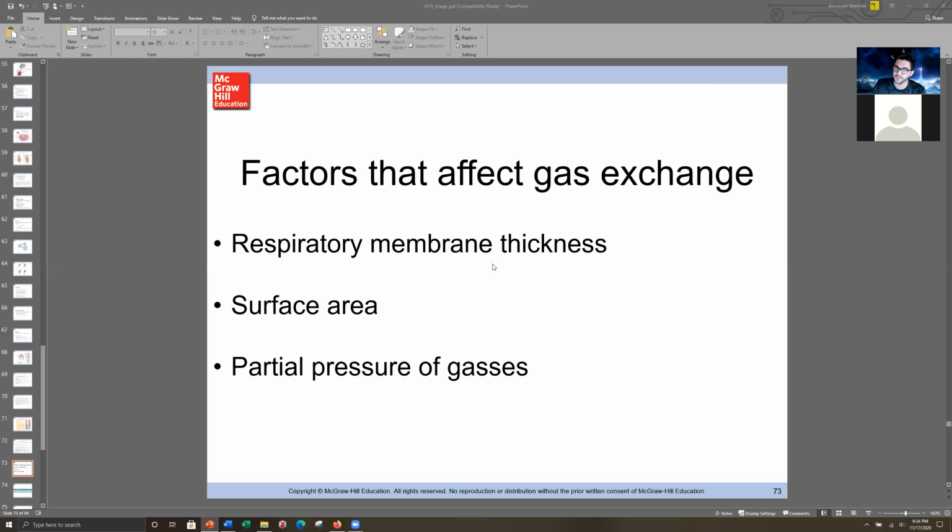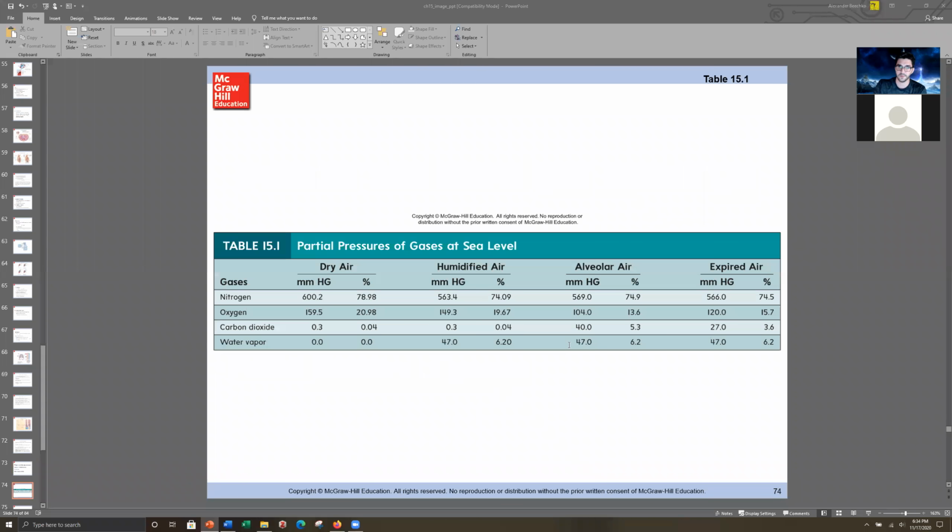Okay, so what are some things that can affect our ability to exchange gas with our environment? How thick that respiratory membrane is is a good one. The surface area that we're trying to exchange gas with. Generally, the more surface area we have, the easier it's going to be to exchange gas. The smaller the surface area, the more difficult it's going to be. And also the partial pressure of the gases. How much pressure is available to facilitate this concentration gradient, right?